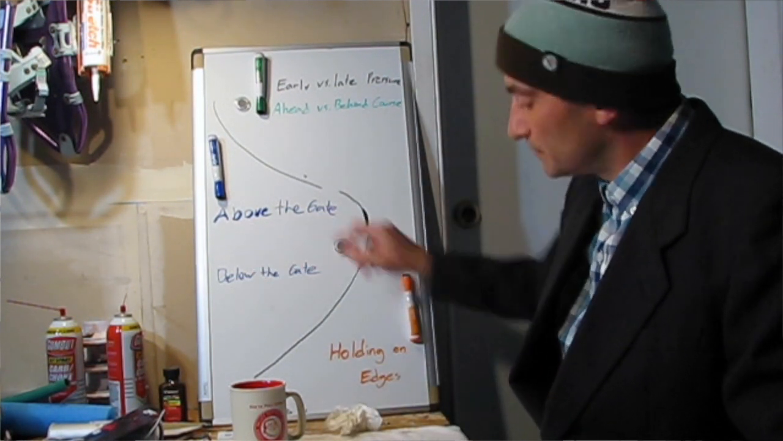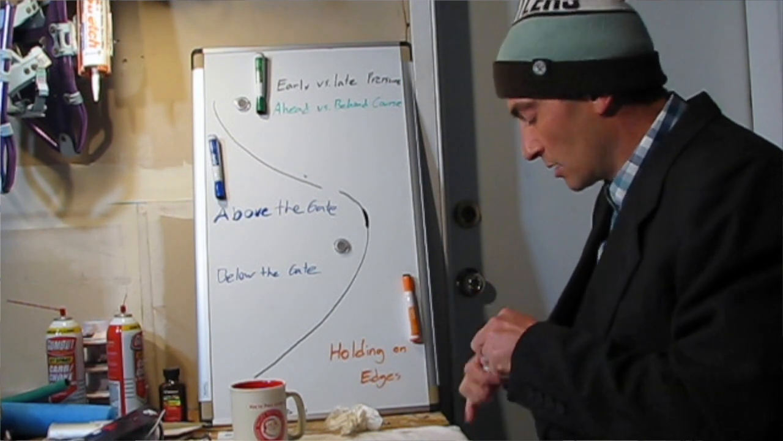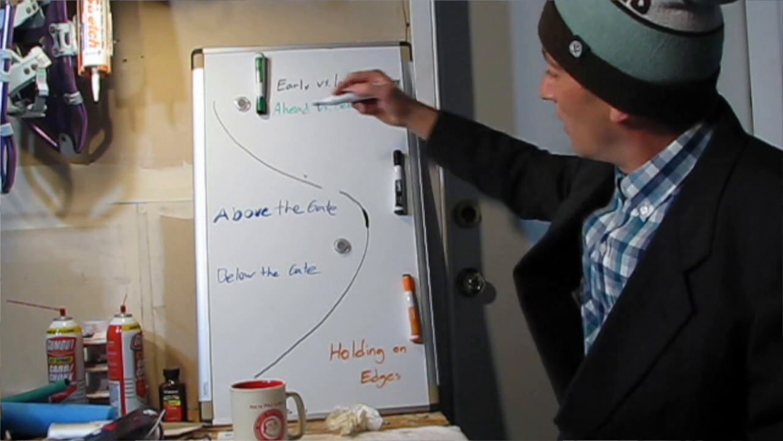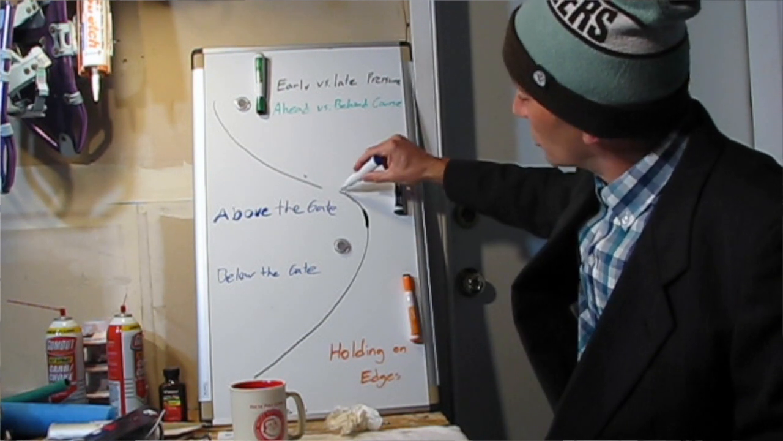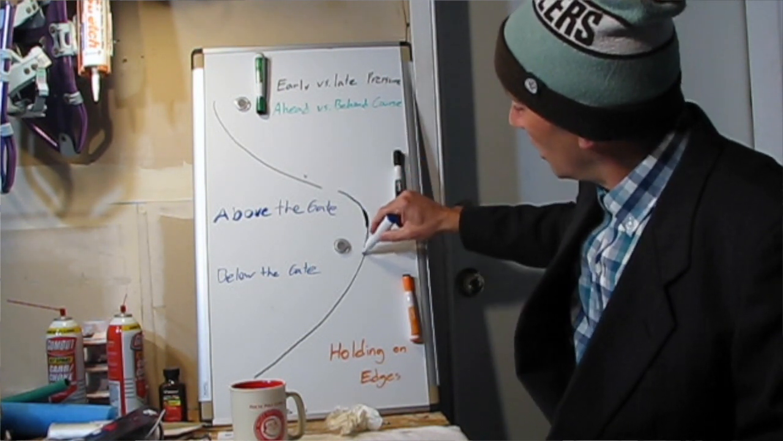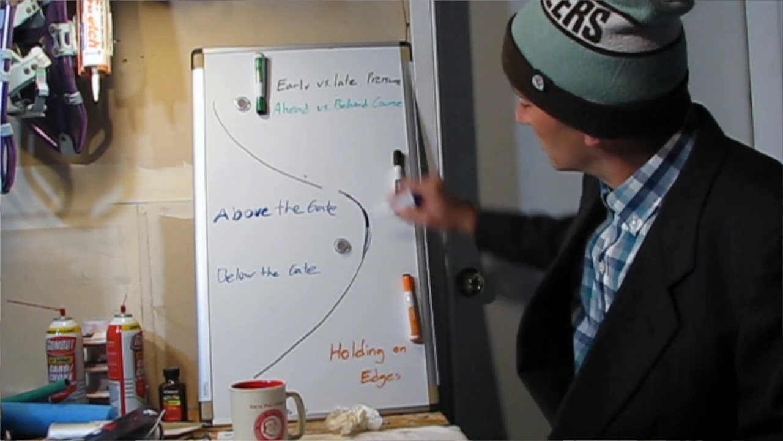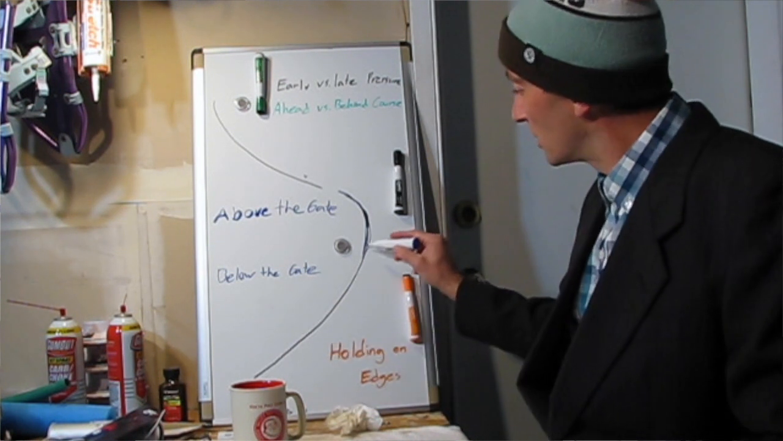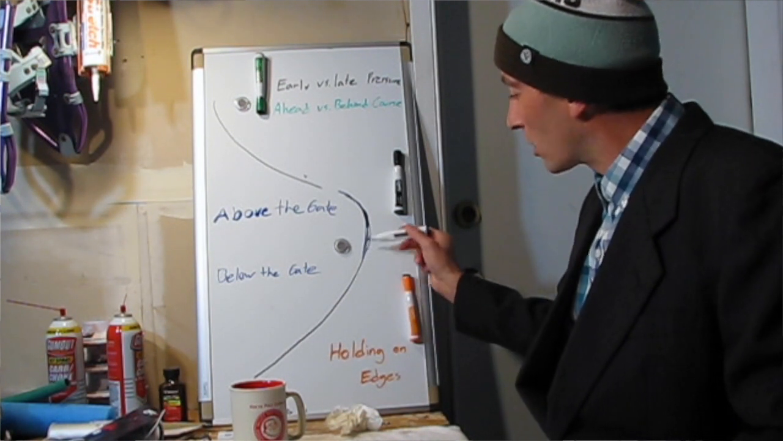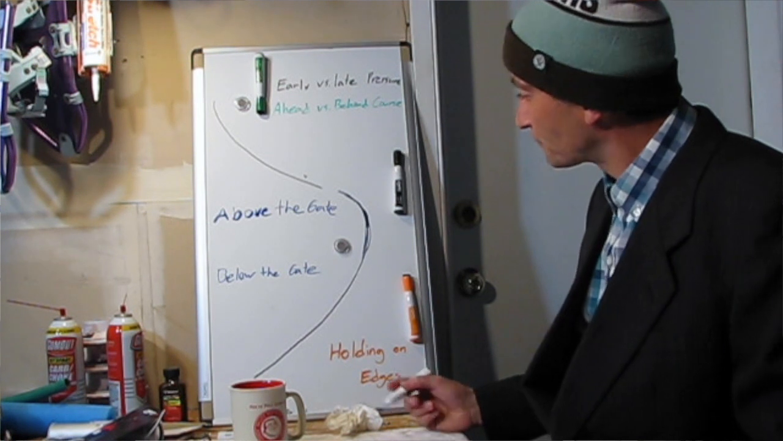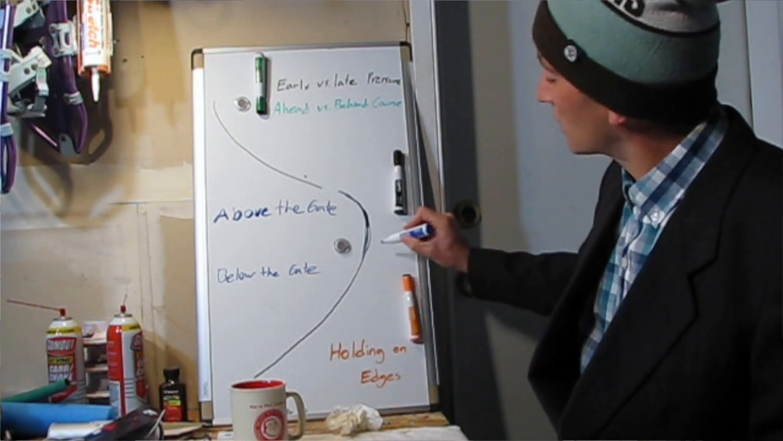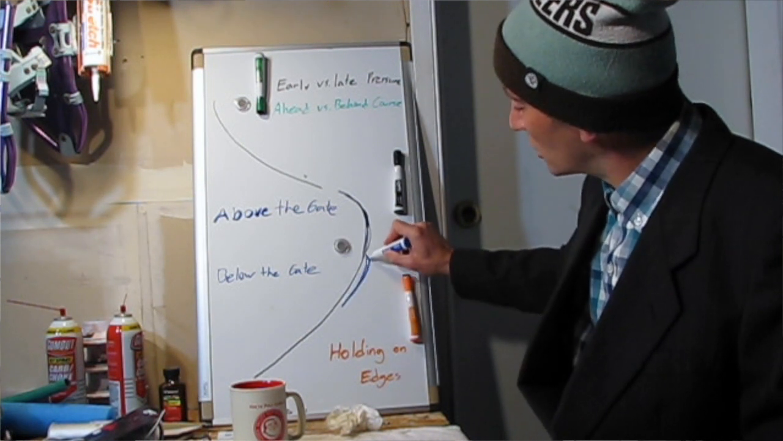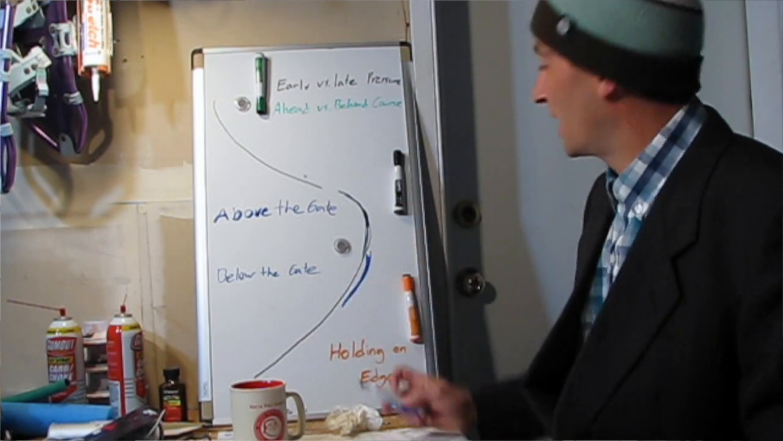Above the gate skiing is when most of the turn is done above the gate. And you have direction going towards the next gate in the course, going by or around the gate you're going by. Below the gate skiing is when you are making that same movement and direction down here below the gate.